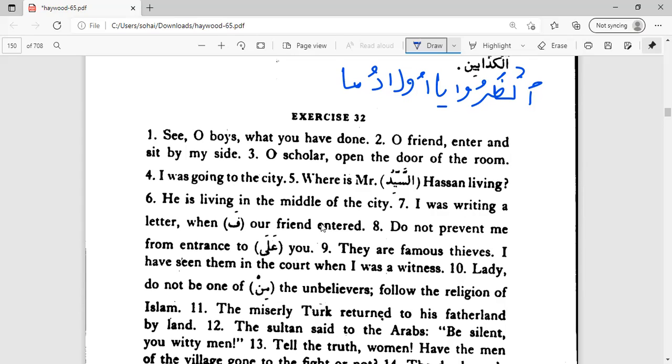So ma taf'aluna means what you are doing, which is present. See, you have done, this is very important. Ma fa'alu. Fa'alu is second person.